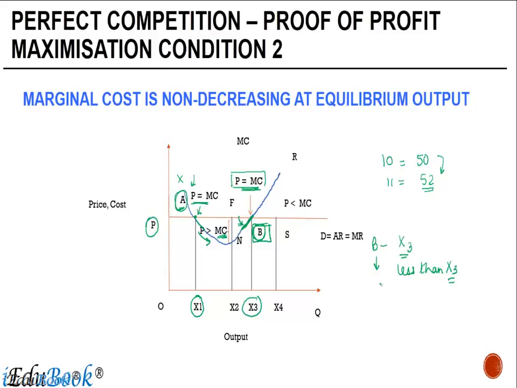But for output greater than X3, right, the marginal cost is greater than the price, which is what is also happening here. Here the marginal cost, if you see on this curve, is greater than the price. The price is the red curve which is here, right? When both these two conditions are satisfied, we say that a particular point is the equilibrium point, right?